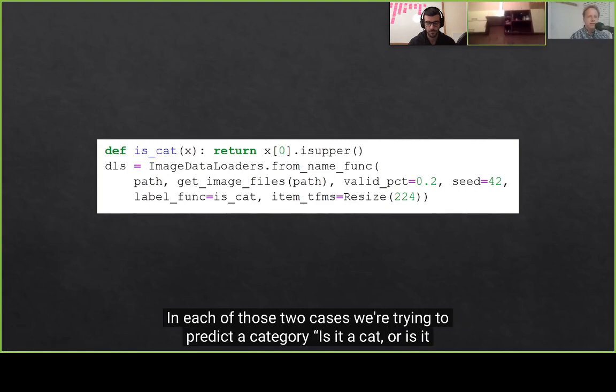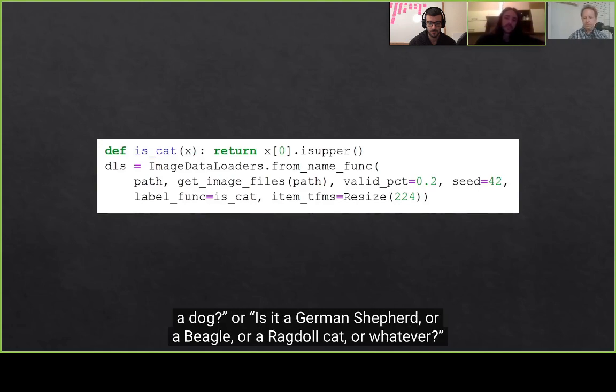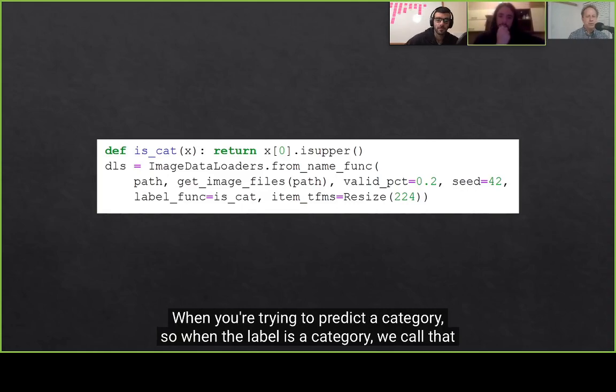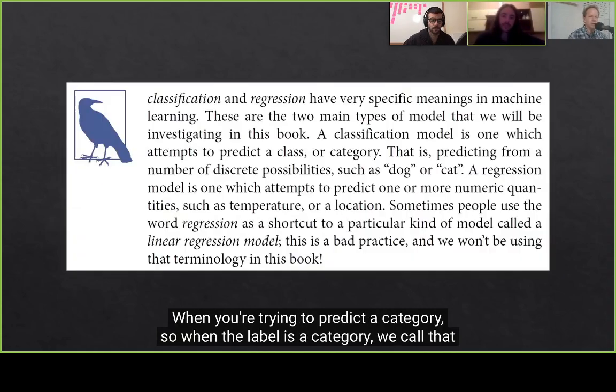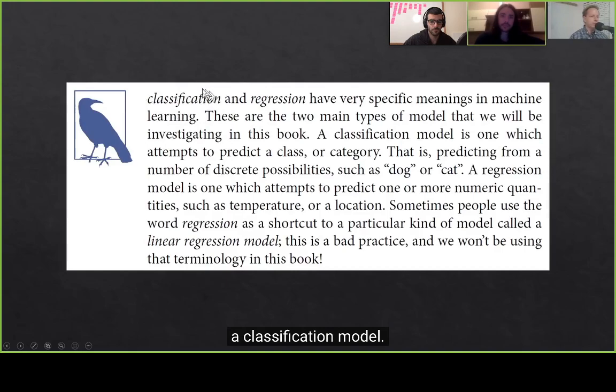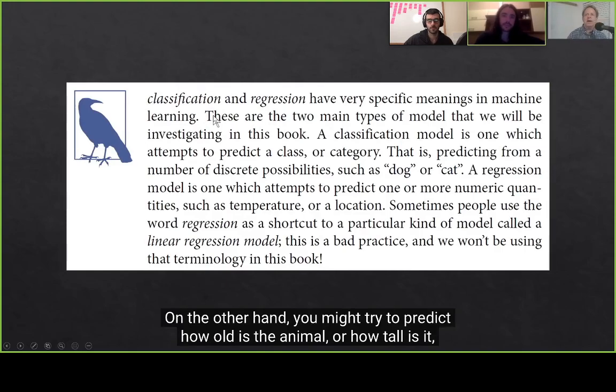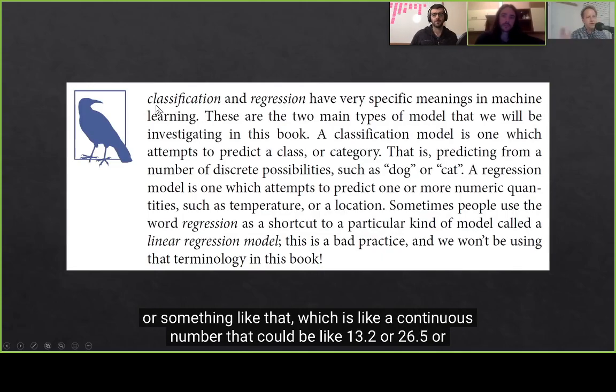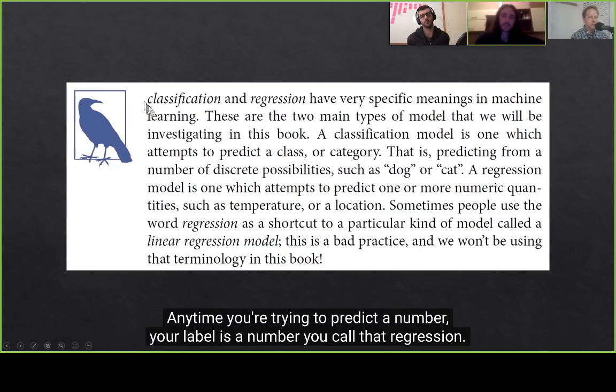In each of those two cases, we're trying to predict a category. Is it a cat or is it a dog? Or is it a German Shepherd or a Beagle or a Ragdoll cat or whatever? When you're trying to predict a category, so when the label is a category, we call that a classification model. On the other hand, you might try to predict how old is the animal, or how tall is it, or something like that, which is a continuous number that could be like 13.2 or 26.5 or whatever. Anytime you're trying to predict a number, your label is a number, you call that regression.